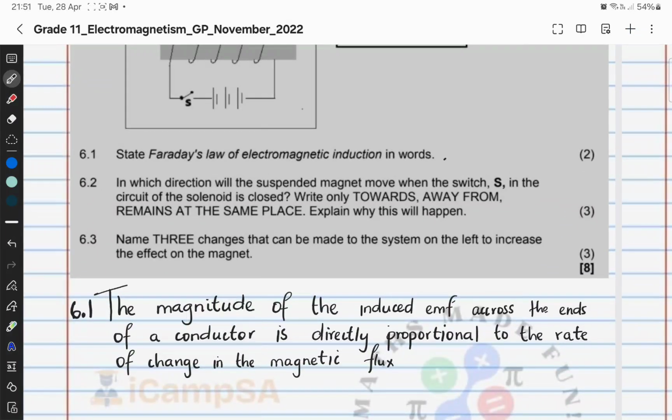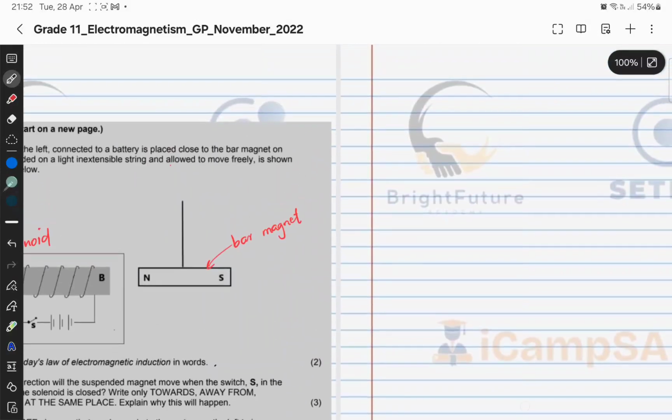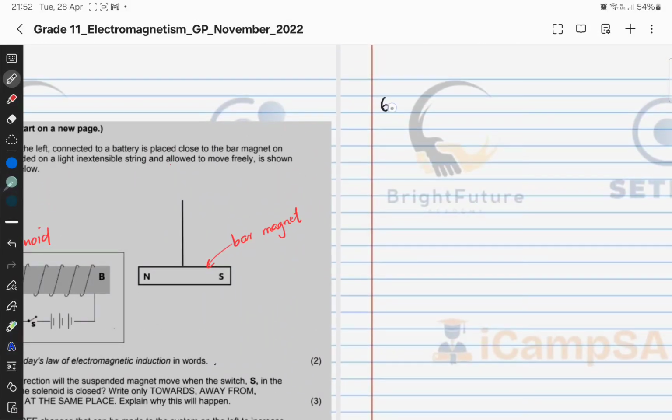So yes, the magnitude of the induced EMF across the ends of a conductor is directly proportional to the rate of change in the magnetic flux. Okay, so that's how it works. Now let's go to 6.2. I will write 6.2 here.